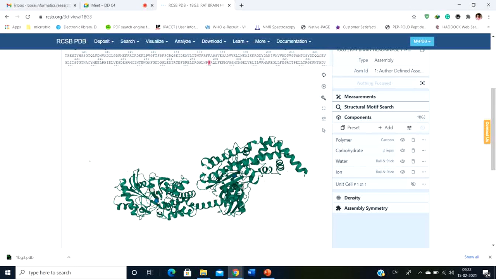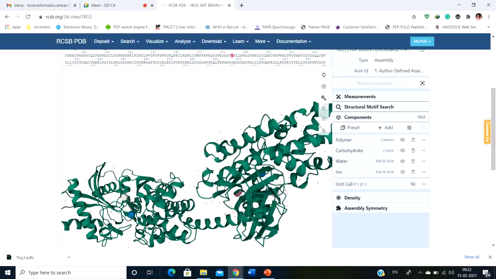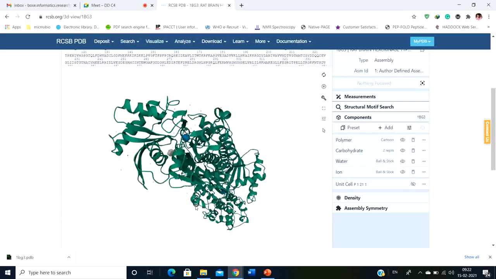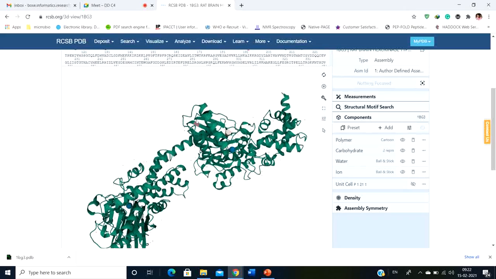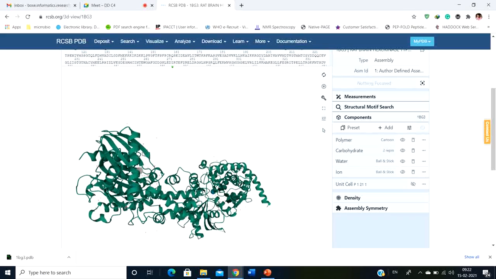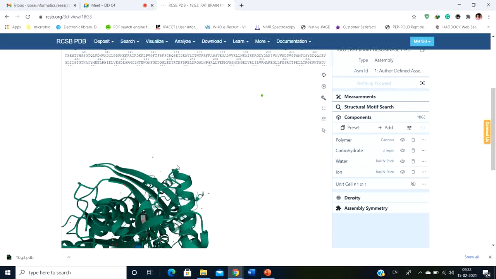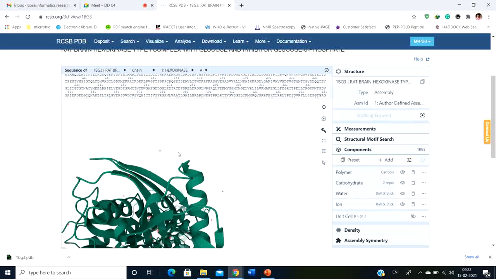If you hover your pointer and scroll your mouse wheel up and down, you can zoom in and zoom out, and if you hold your left mouse button, you can rotate the molecule to visualize its structure. What I can see is that these are the alpha helix strands, whereas these are the beta sheets. And this is the whole structure, the whole sequence of your protein.